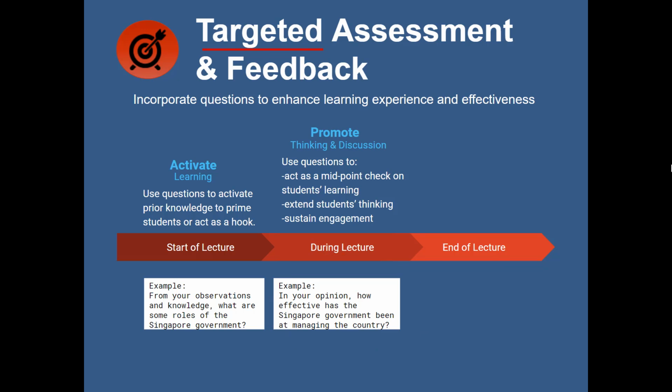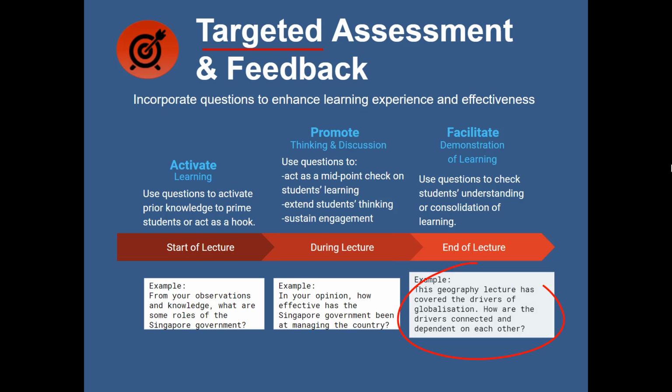At the end of the lecture, it's important for tutors to know whether the lecture has been effective by posing questions that check on overall understanding or just to consolidate the learning from the lecture. So, for example, in JOG, one can ask about the links between the different drivers of globalization to see how well the student has understood the lecture.